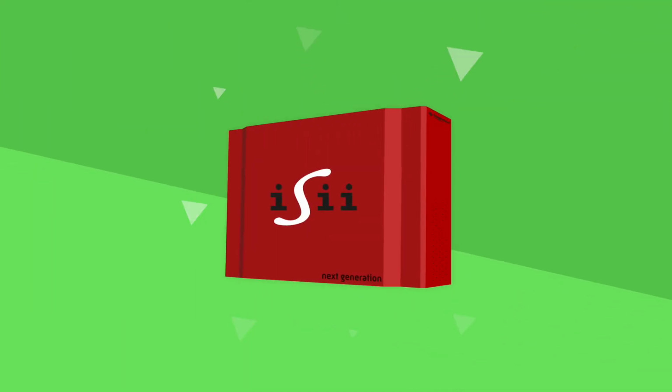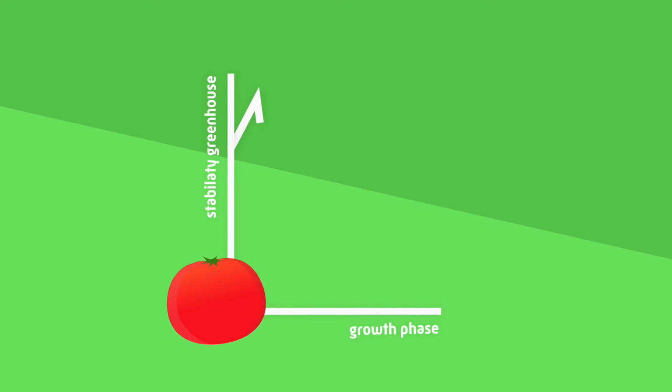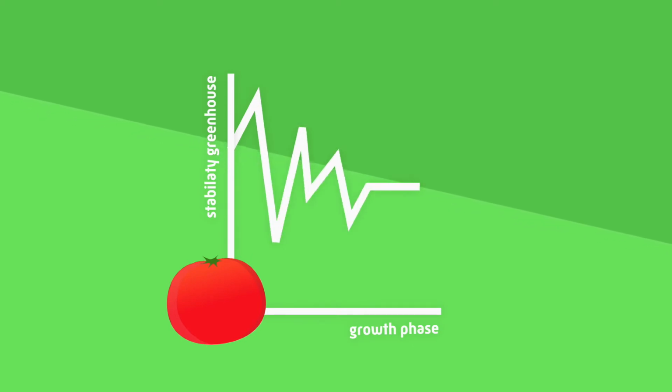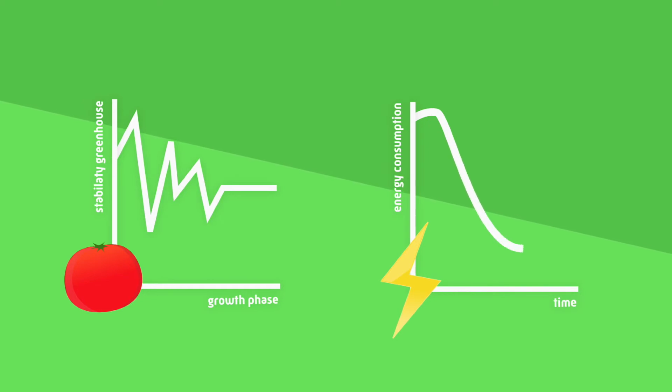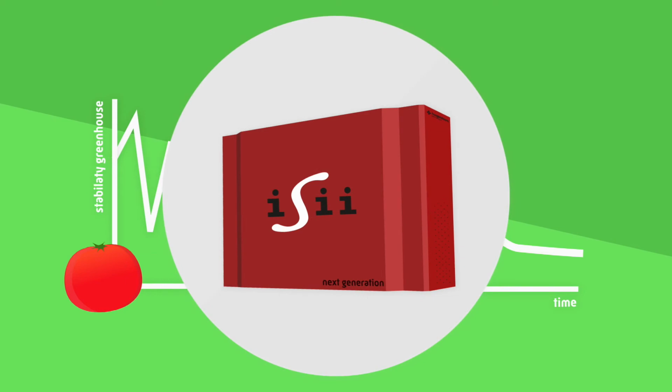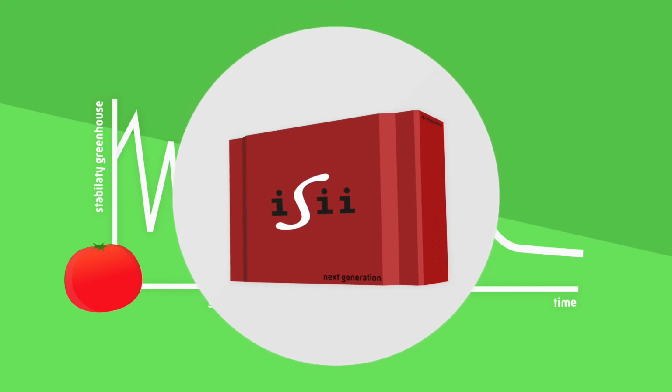The next generation iSii is self-learning. This means that heating controls are automatically adjusted to greenhouse properties and crop stage. The result is a stable regulation and low energy consumption. You don't have to manually adjust the controls. iSii automatically does this for you.